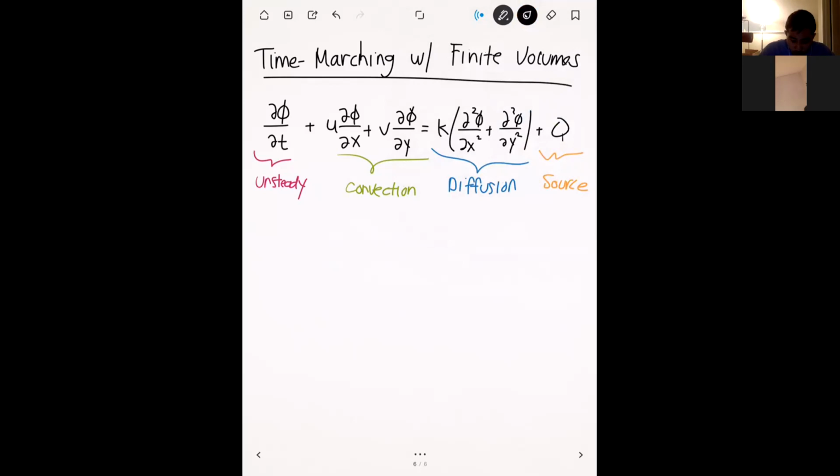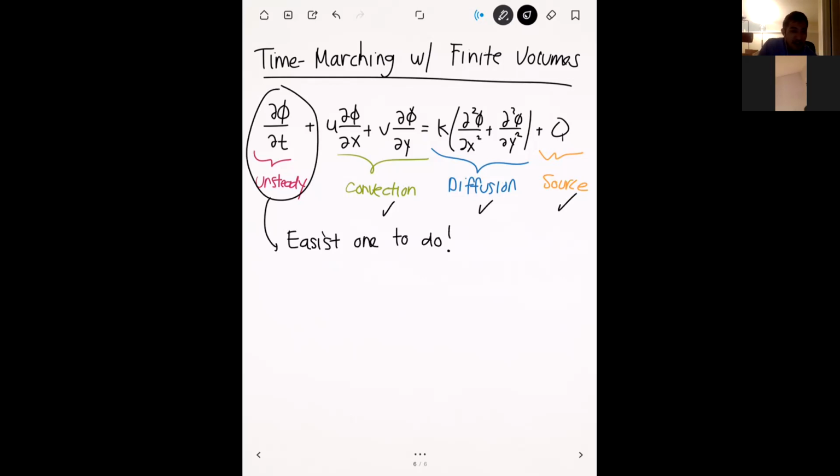Because for finite volumes, we know how to do convection, we know how to do diffusion, and we know how to do source. And so we can put a nice check mark there. The only one that we have left here is unsteady. And luckily for us, the unsteady term in finite volumes is the easiest one to deal with. That's because we don't have to deal with any weird integration rules, like the divergence theorem. We just integrate it, just like it is.